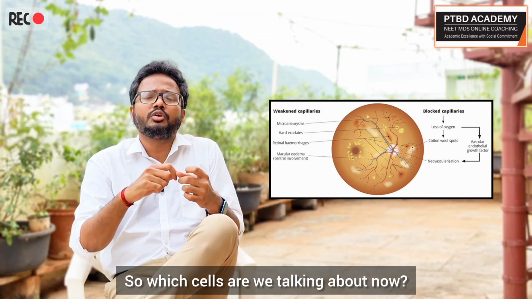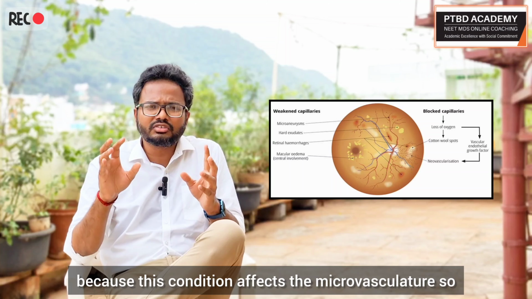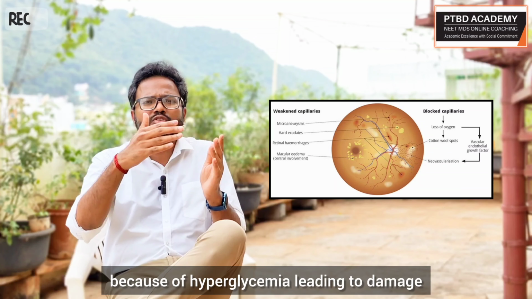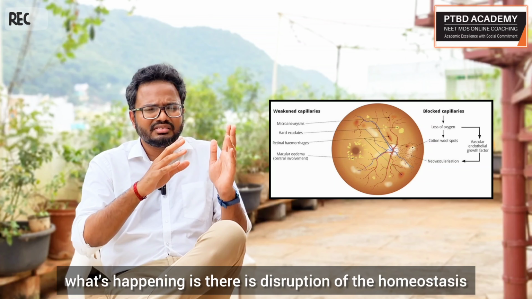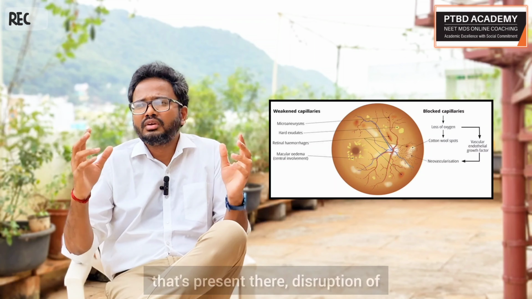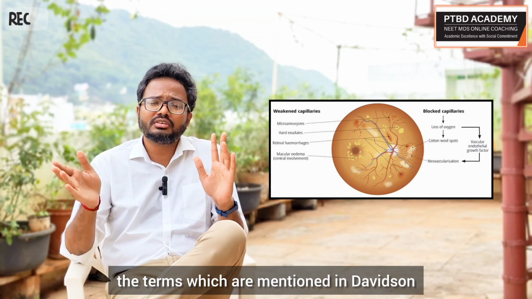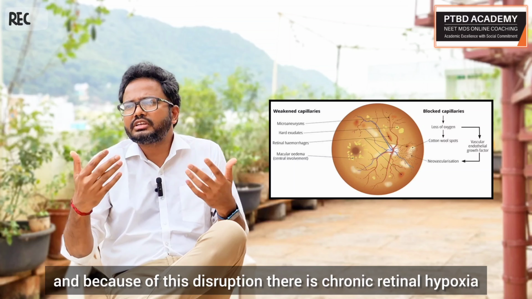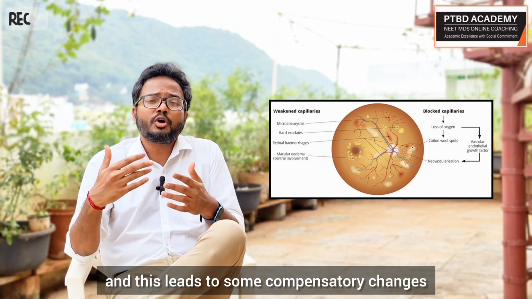So which cells are we talking about now? We're talking about vascular endothelial cells because this condition affects the microvasculature. So because of hyperglycemia leading to damage of vascular endothelial cells, eventually there is disruption of the homeostasis that's present there, disruption of vascular autoregulation, the terms which are mentioned in Davidson. And because of this disruption, there is chronic retinal hypoxia, and this leads to some compensatory changes.